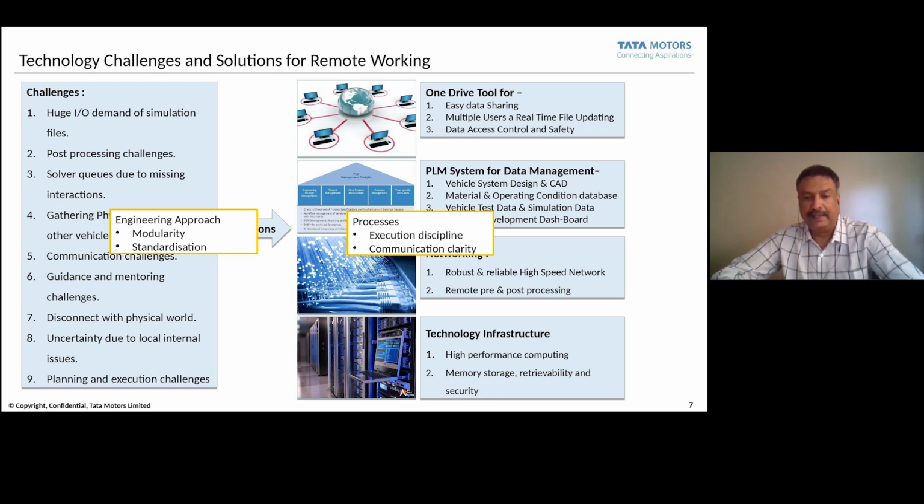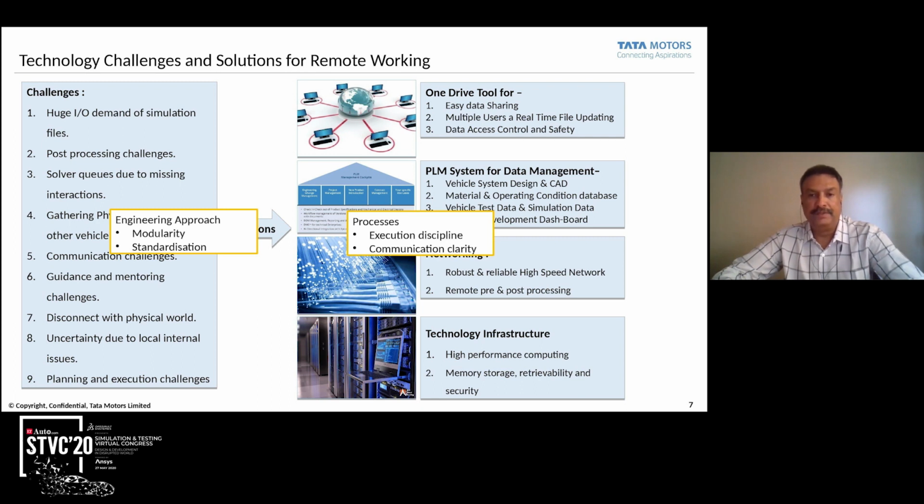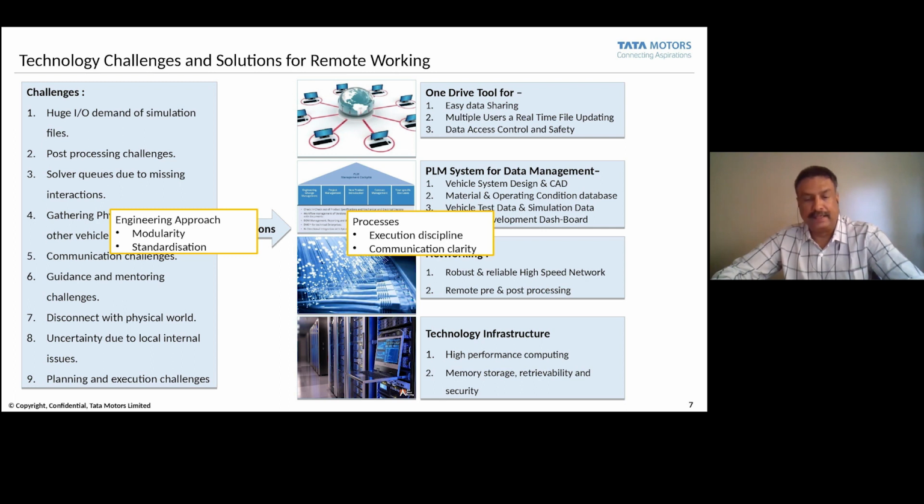Gathering the physical data and other vehicle operating conditions from various physical testing teams, which are located at several parts of India, is also a challenge. Besides this, there are other soft challenges like communication challenges, network connectivity issues, guidance and mentoring because of the distributed team and non-availability of experienced people at hand. Besides this, we can feel a disconnect from the physical world, uncertainty due to local network issues and other internal issues, and planning and execution challenges simply because people are out of reach.